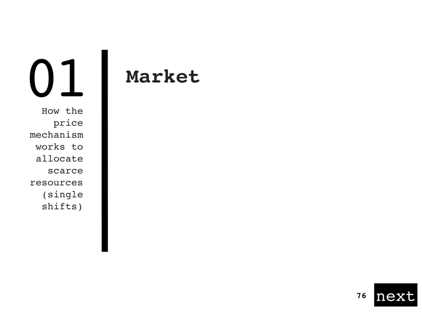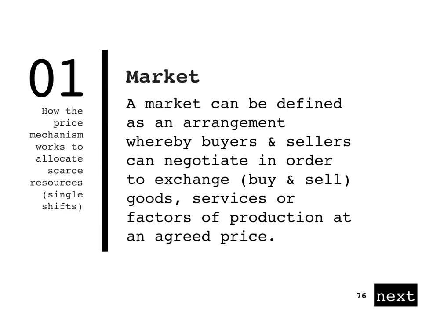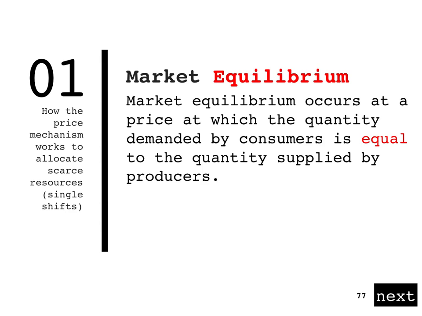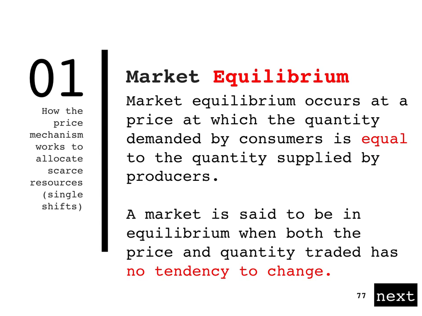Before we go into single shifts and simultaneous shifts, we must understand the definition of a market. A market is defined as an arrangement where buyers and sellers can negotiate in order to exchange goods and services or factors of production at an agreed price. And a market equilibrium means that it is the point where quantity demanded is equivalent to quantity supplied. A market will be in equilibrium if there is no tendency to change.